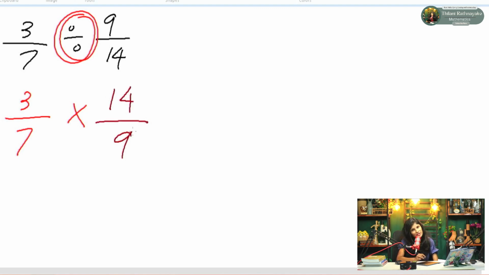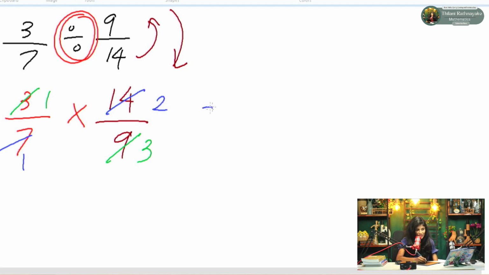Guys, what do you mean by reciprocal? Changing the up and down sides. So 14 goes up and 9 comes to the lower side. 14 over 9. Now this is just a multiplication. This has been taught in the previous video, no? That's easy. 3 times 1, 3 times 3, and 7 times 1, 7 times 2. So 1 times 2 is 2, 1 times 3 is 3. This is the answer. Very easy.